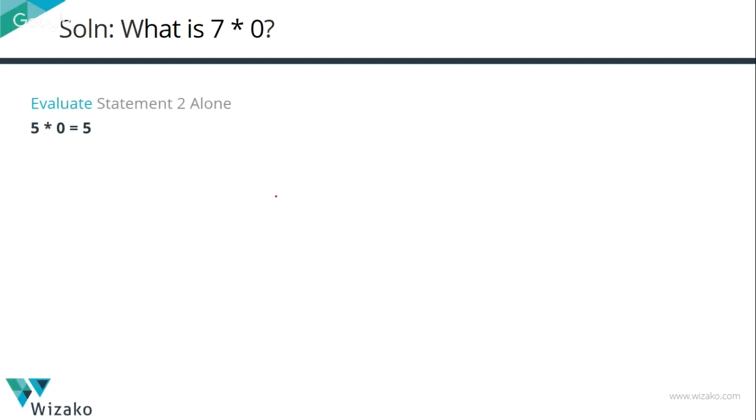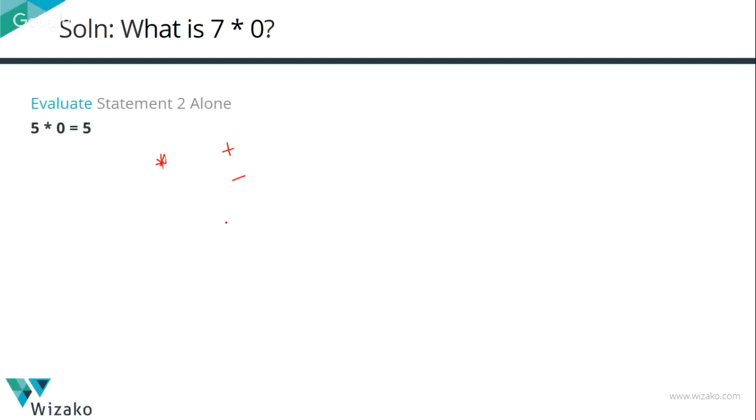It says 5 star 0 is equal to 5. If 5 star 0 is equal to 5, what could star be? Star could either be a plus or star could be a minus. 5 plus 0 is a 5. 5 minus 0 is also a 5. In that case, do we have a unique value for star? No, we do not. So can we conclude that statement 2 is not sufficient? Tempted to, but hold on.